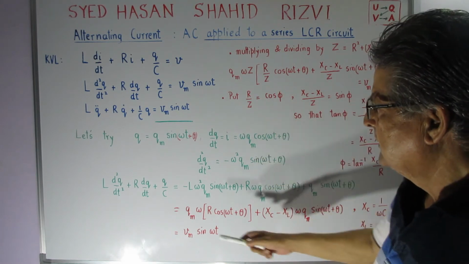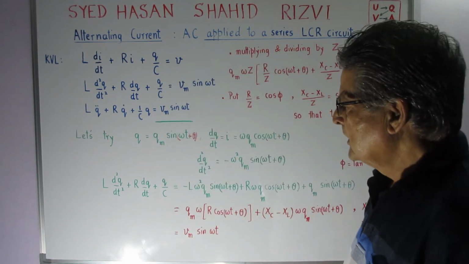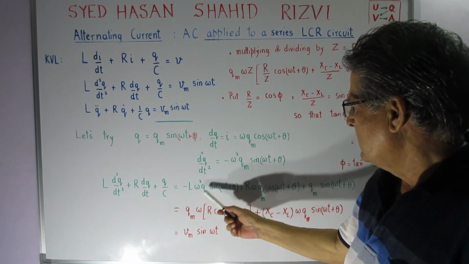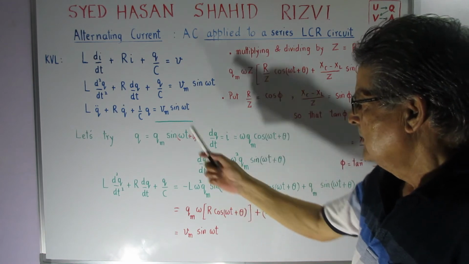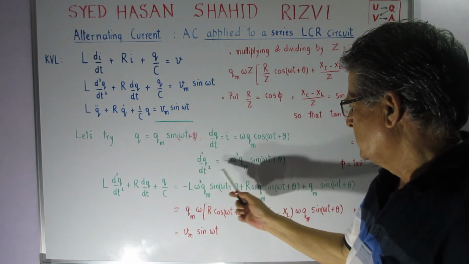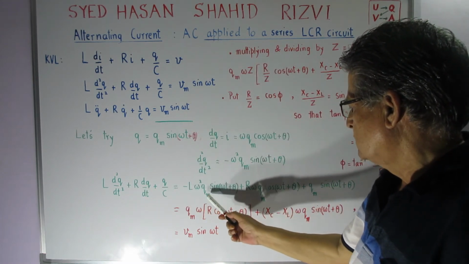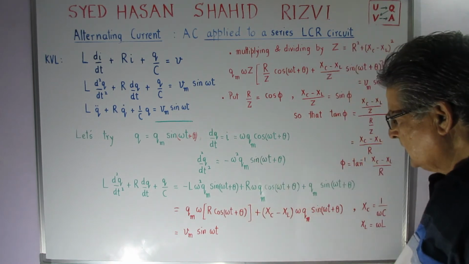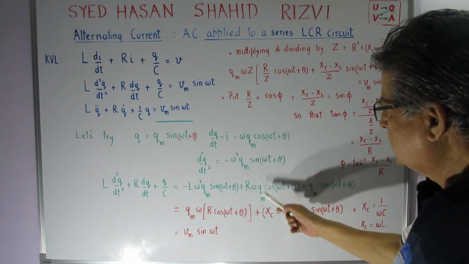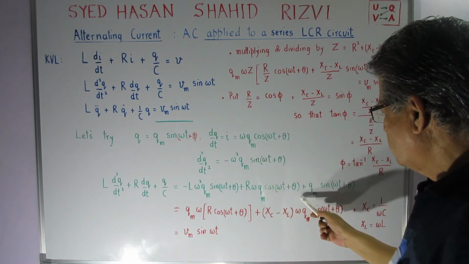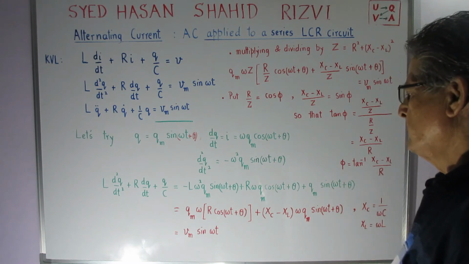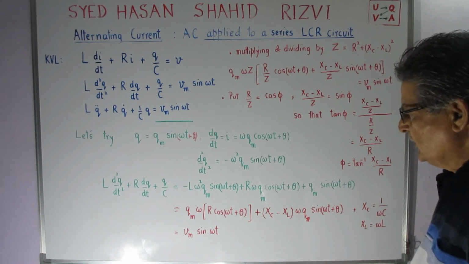Putting these things in this equation, I find minus L omega square qm sine of omega t plus theta, plus R omega qm cos of omega t plus theta, plus qm sine of omega t plus theta. Now what is there?